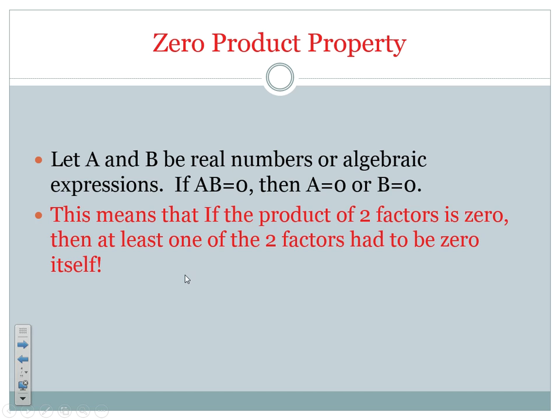So this means that if the product of two factors is 0, then at least one of those two factors has to be 0. For example, x minus 2 is a factor and x plus 3 is a factor. So if x minus 2 times x plus 3 equals 0, that means that either x minus 2 is equal to 0 or x plus 3 is equal to 0.